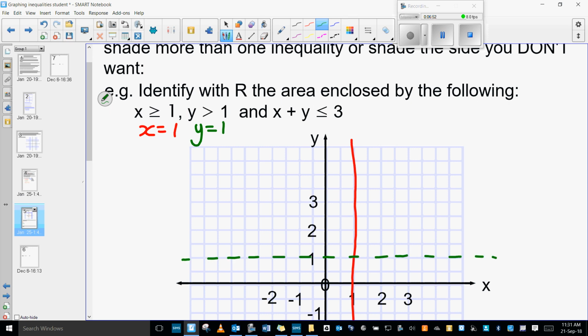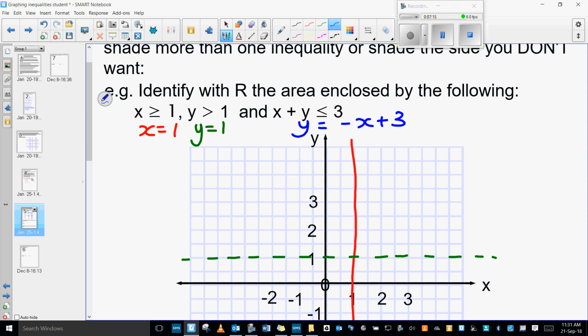The final one, we've got x plus y is less than or equal to 3. What do I have to do with this expression first before I can draw it? What format should it be? Yep, y-intercept form. So I'm going to move my x across, so I've got this as now y equals negative x plus 3.